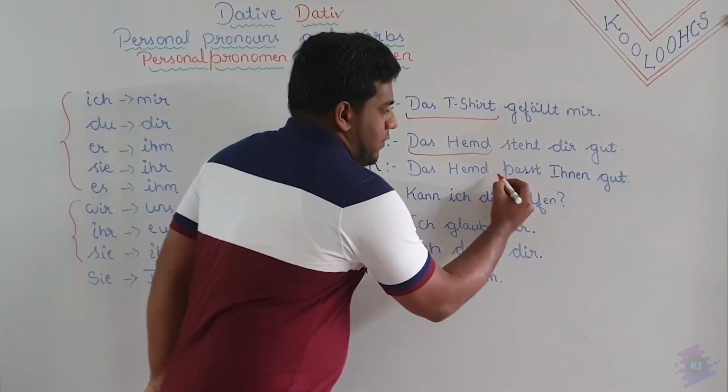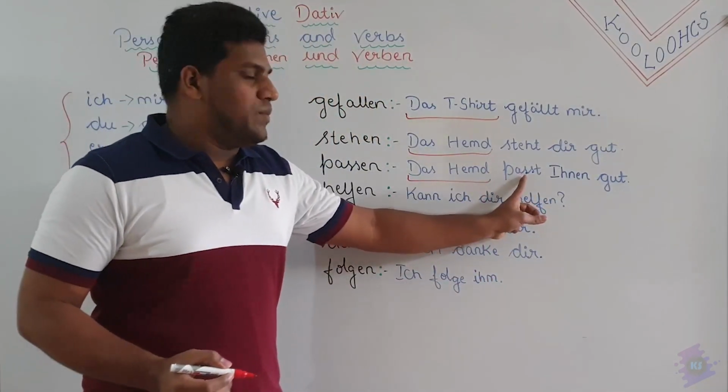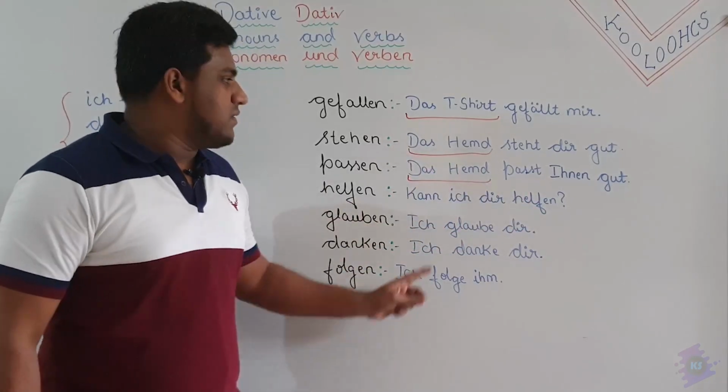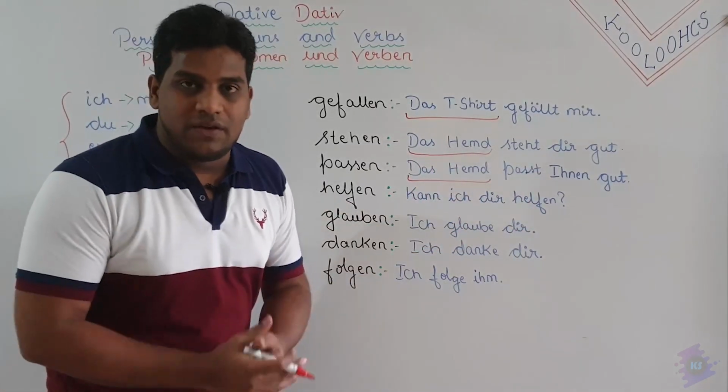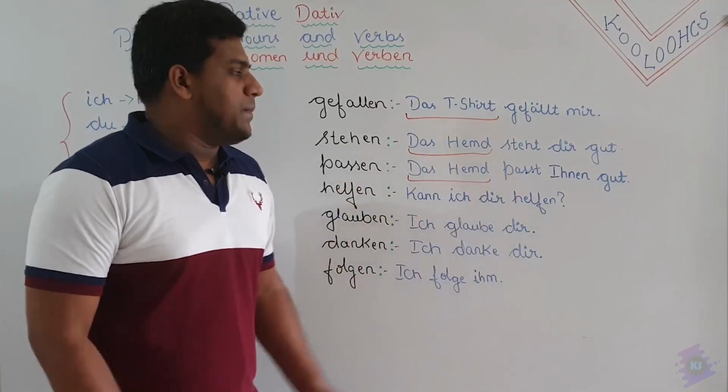But the verb passt should be according to the subject, okay. It should be conjugated according to the subject. Since the subject is third person singular, passen should be changed to passt.